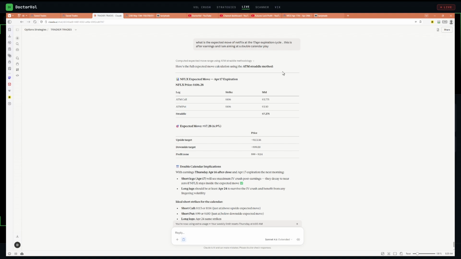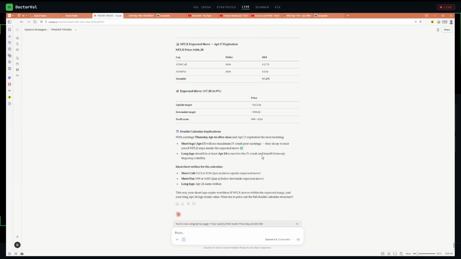So we got a downside target of 99 and an upside target of 113. So profit zone 99 to 114. So we can say $100 at the put calendar and then 114 at the call calendar. So between 100 and 114, that's what we're looking at today.